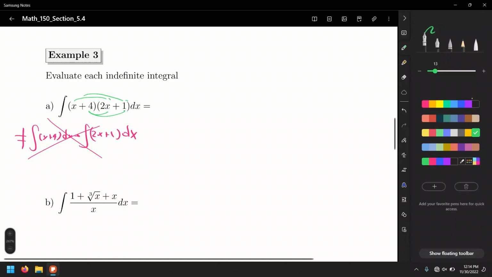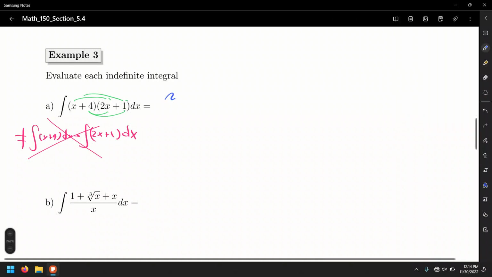or FOIL. So that's going to be the integral of x times 2x, that's 2x squared. x times 1, that's x. 4 times 2x, that's an 8x. And 4 times 1 equals 4, with respect to x. So that's all FOIL. Let's actually combine like terms. We'll notice how we can combine x with 8x. That's a 2x plus 7x, 9x actually. There was a negative. Plus 4.